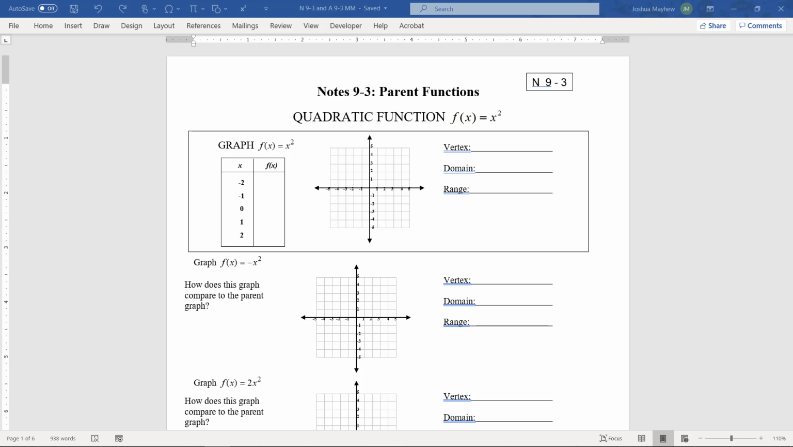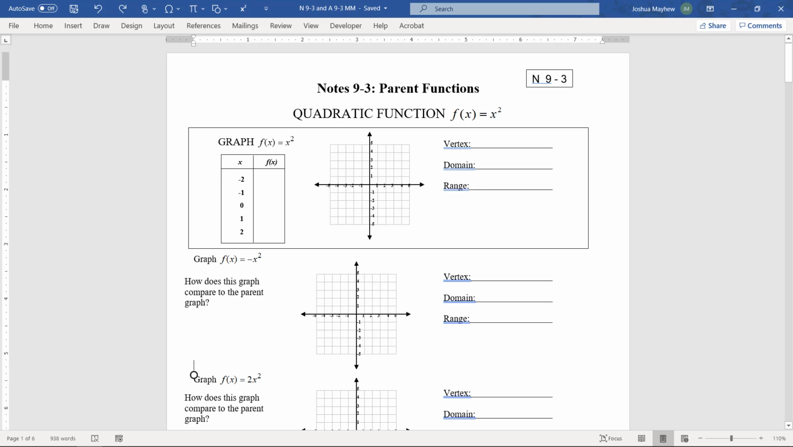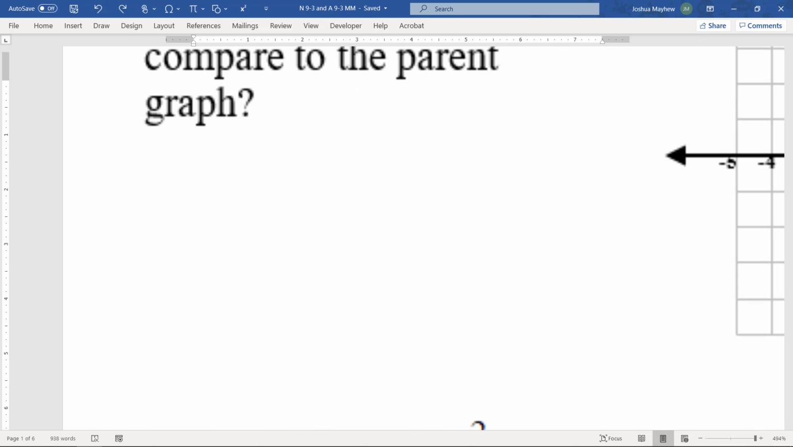Okay, so just like we've done in the first semester, we're going to look at just our parent function, f of x equals x squared. Okay, so let's look at that. So plug in some x values, get some corresponding y values.